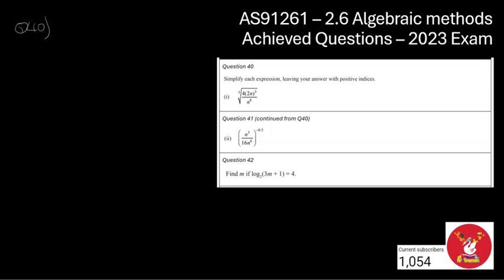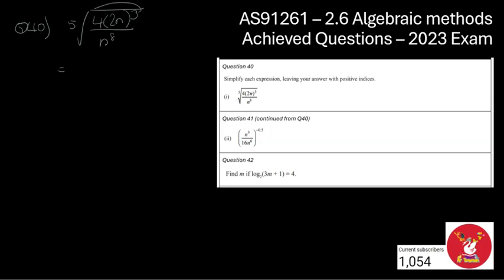So question number 40, we've been asked to simplify this mess. Of note, positive indices only are what they're looking for, so we can't have any negative powers here. Let's start by jotting down my expression. I'm looking for the fifth root of 4 times (2n) all cubed, divided by 8n.